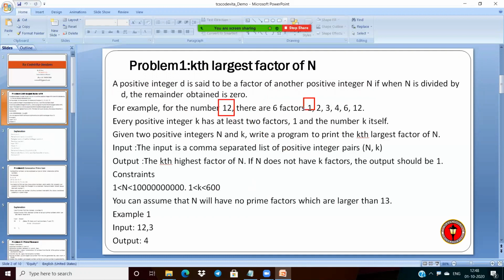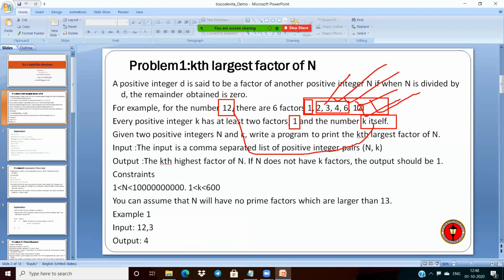If we consider 12, the factors are 1, 2, 3, 4, 6, 12. If you take any number, by default the number 1 and the number itself are factors. So can I call 12 the largest factor of n? It's the first largest factor, and 6 is the second largest factor. 4 is the third, 3 is the fourth, and so on. The last largest factor is 1.